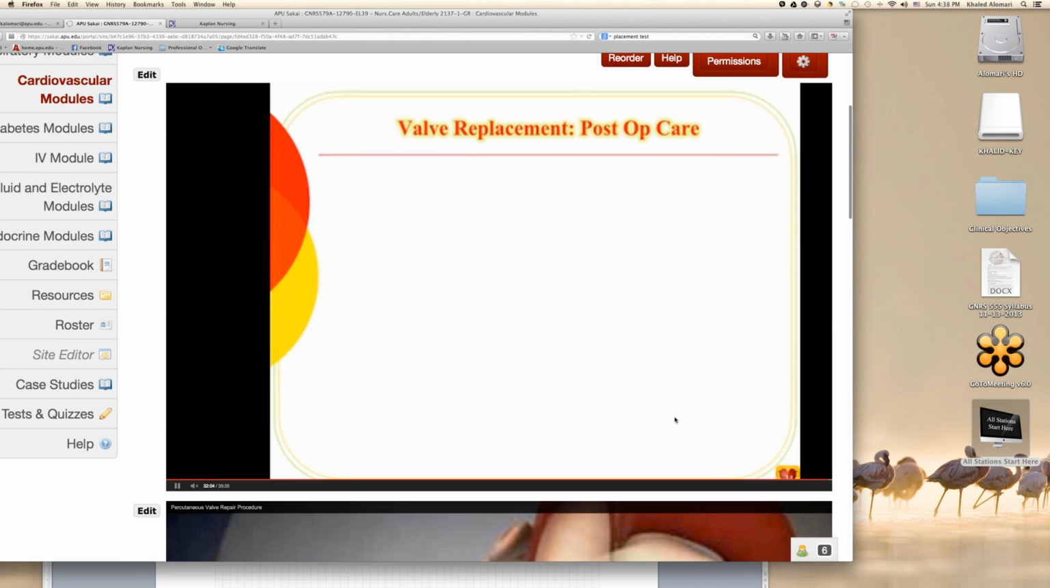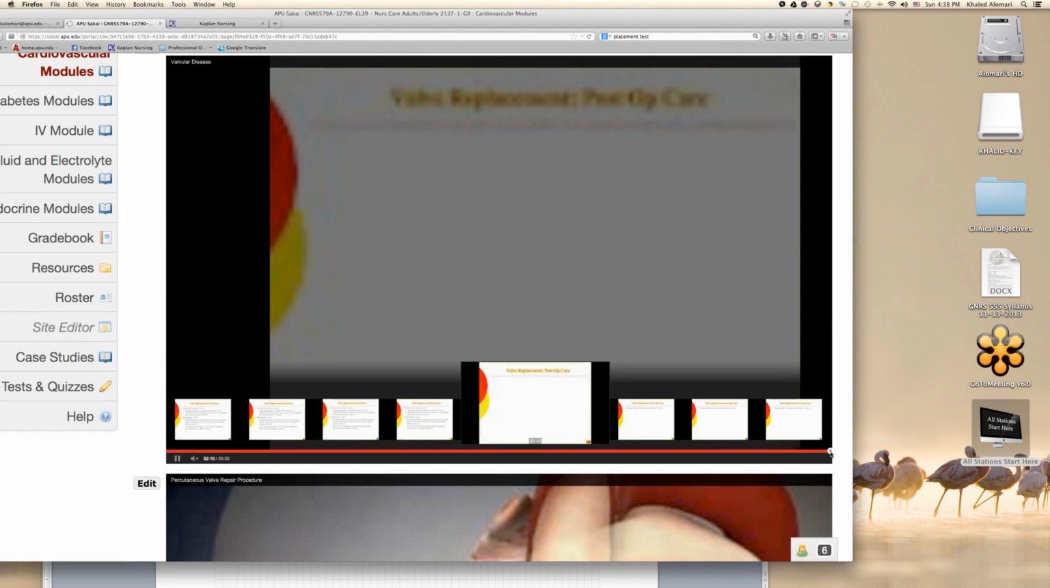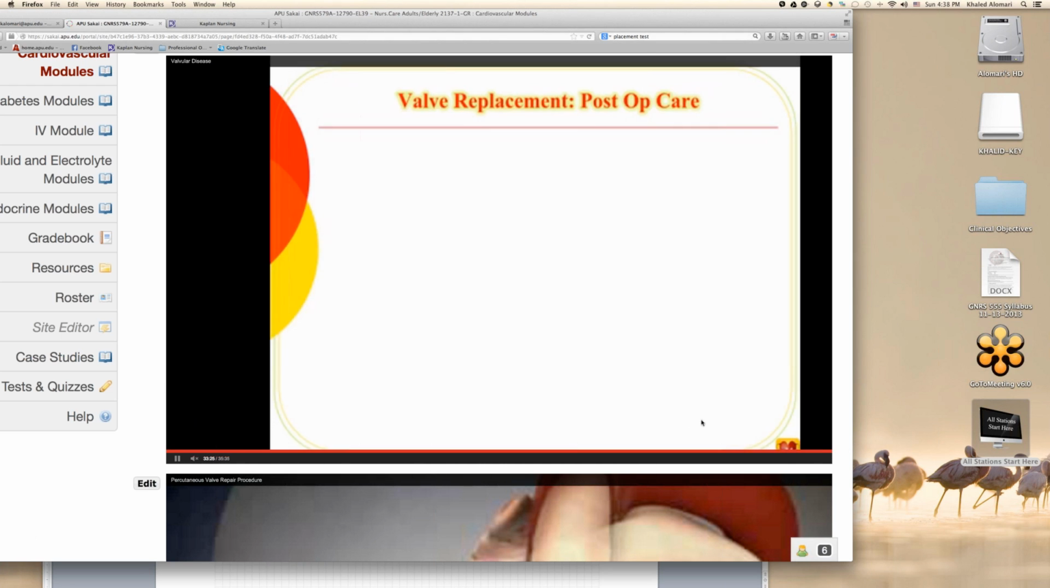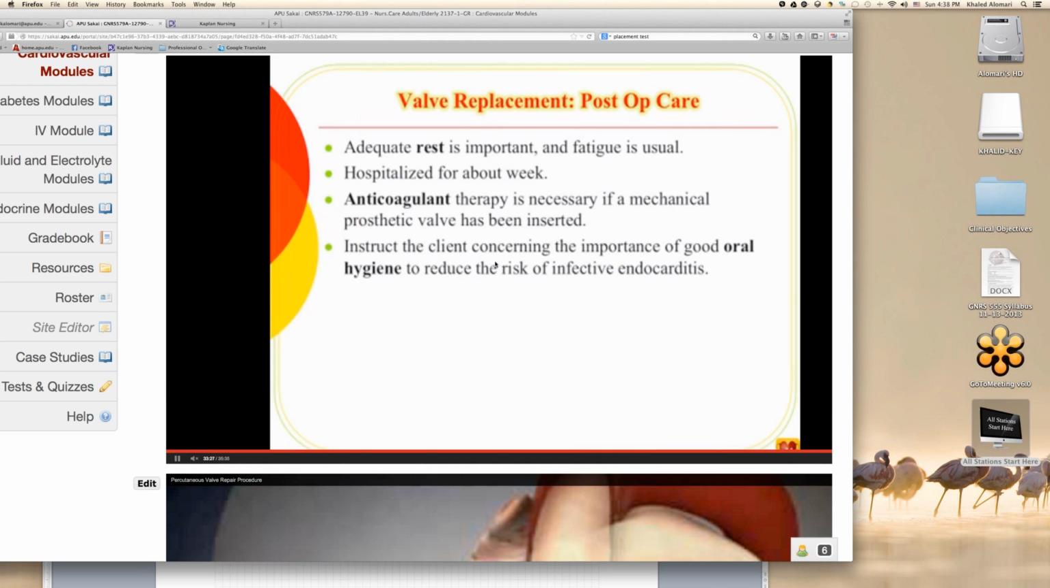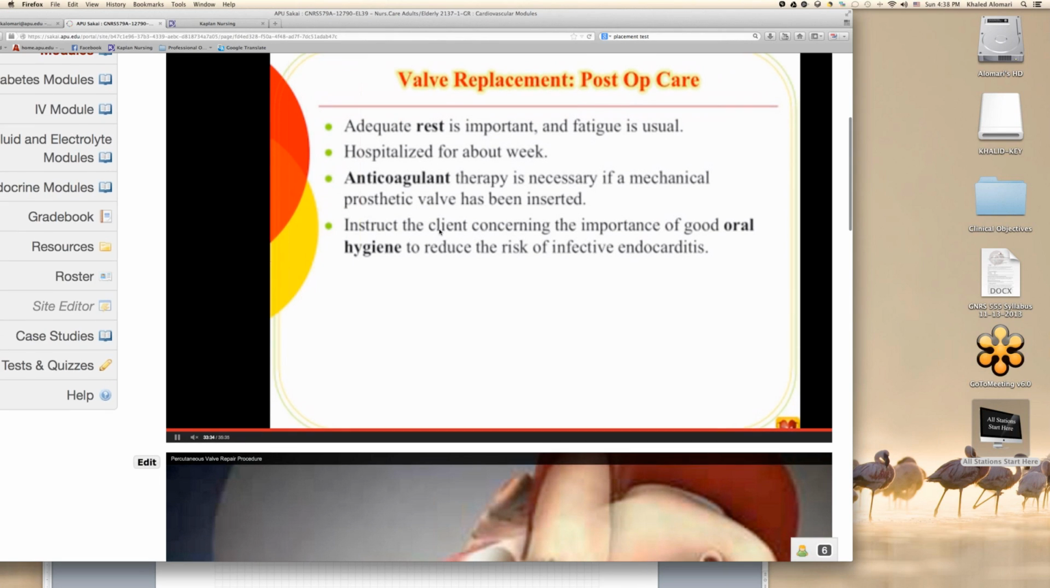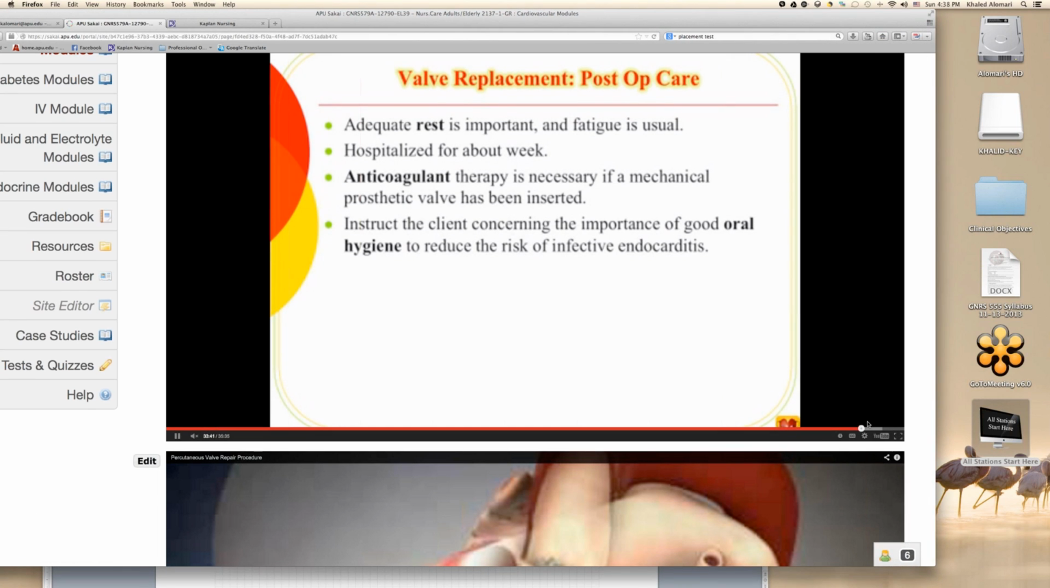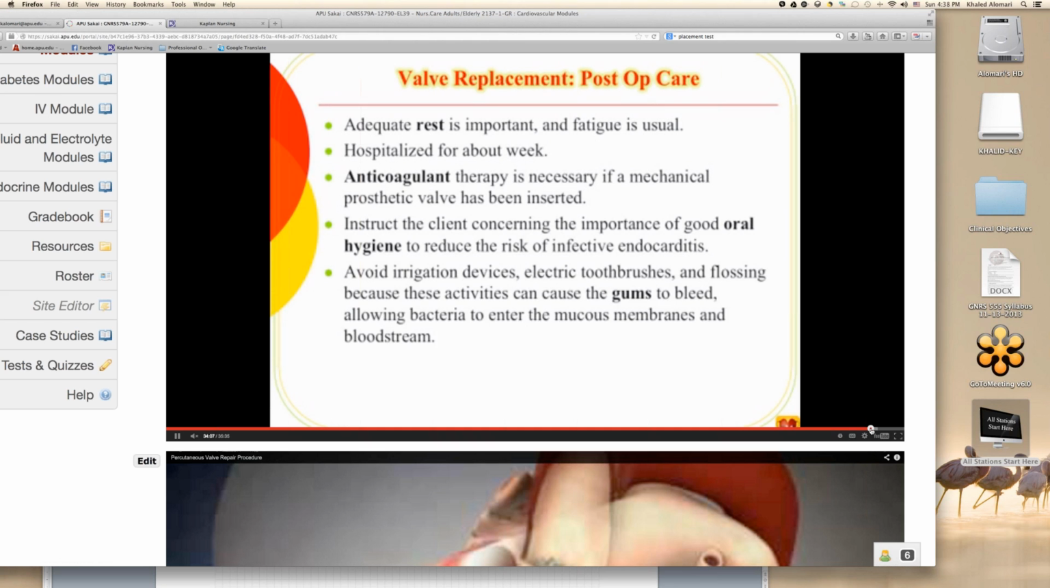These patients are not ready to perform their regular exercises. This patient, they need rest. They cannot just go back to work the next day or the next week. They are now at highest risk for endocarditis because they have a valve. So oral care and all the dental work should wait.